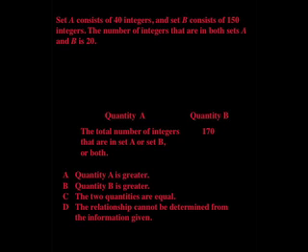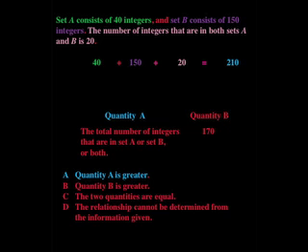Now let's look at the problem. Set A consists of 40 integers and set B consists of 150 integers, and the number of integers that are in both set A and B is 20. So it looks like we can add 40 and 150 and 20 and get 210. And that's a lot larger than 170. So it looks like quantity A is larger, and it looks like we should pick answer A. But maybe that was the big mistake.